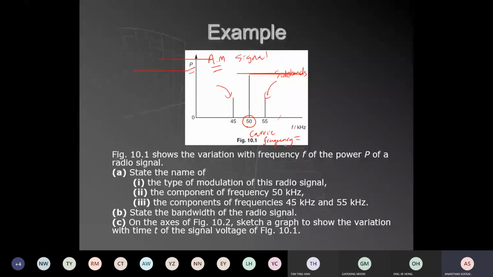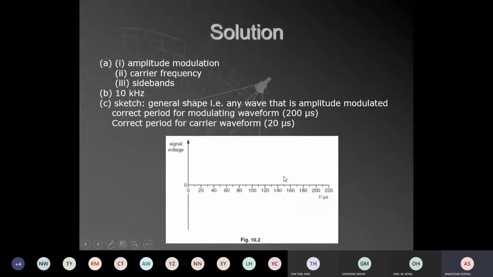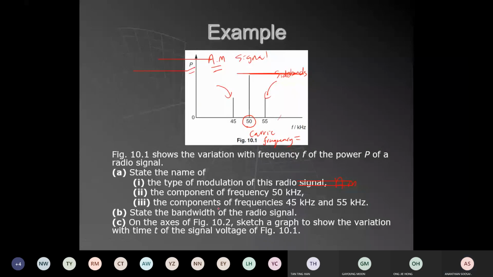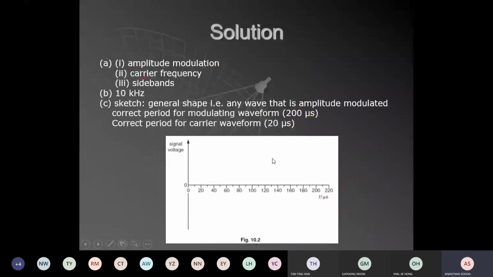Okay, let's redo this question. State the name of the type of modulation of the radio signal. This is an AM signal. Only AM signal will have fixed sidebands; FM also has sidebands, but it's very complex. The component of the frequency 50 kilohertz: what does this 50 kilohertz stand for? This 50 kilohertz is the carrier frequency. And next, what do the components 45 and 55 stand for? 45 and 55 are sidebands.